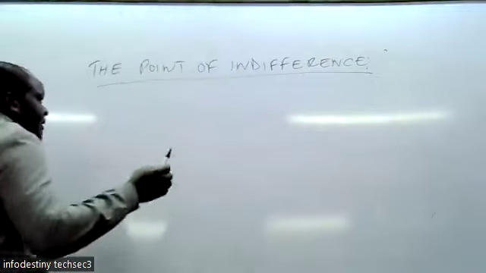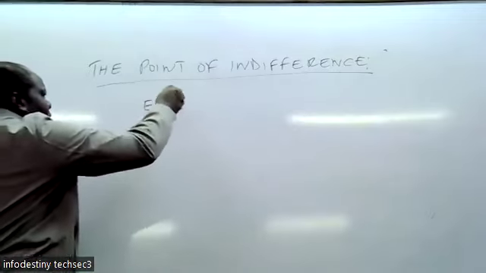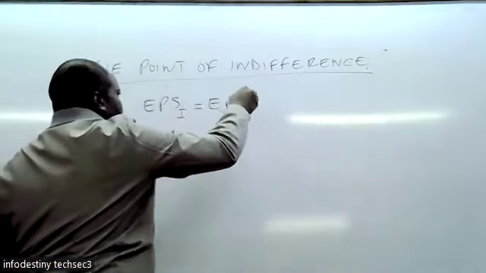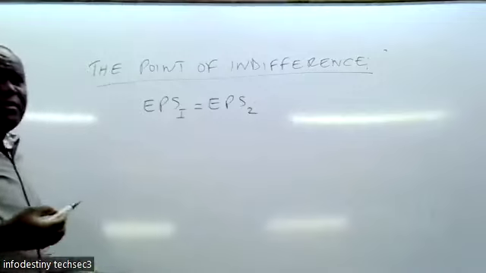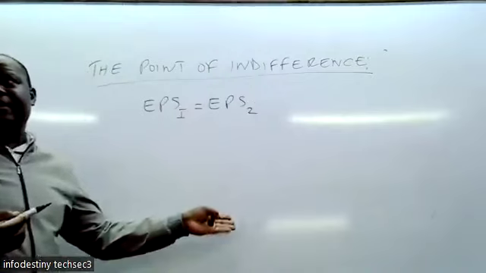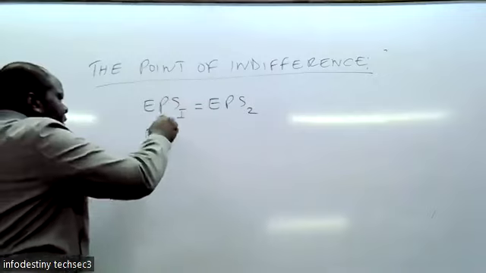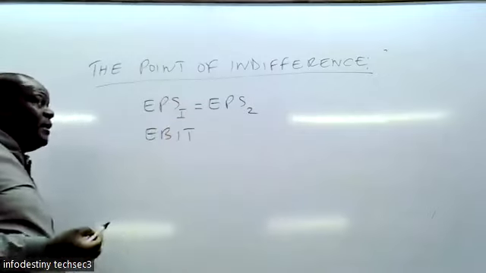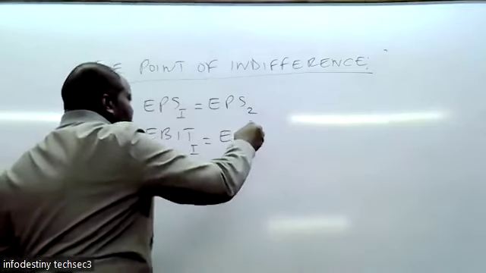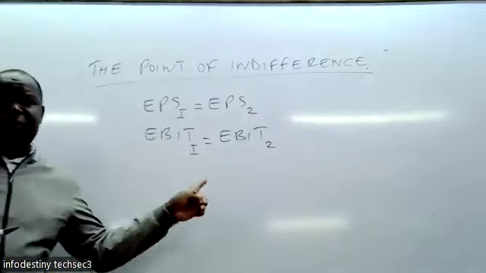So what we are simply saying is that at the point of indifference, earning per share for option 1 will be the same as earning per share for option 2. Also at the point of indifference, earnings before interest and tax for option 1 will be the same as earnings before interest and tax for option 2. So that's the summary of the definition I've given.